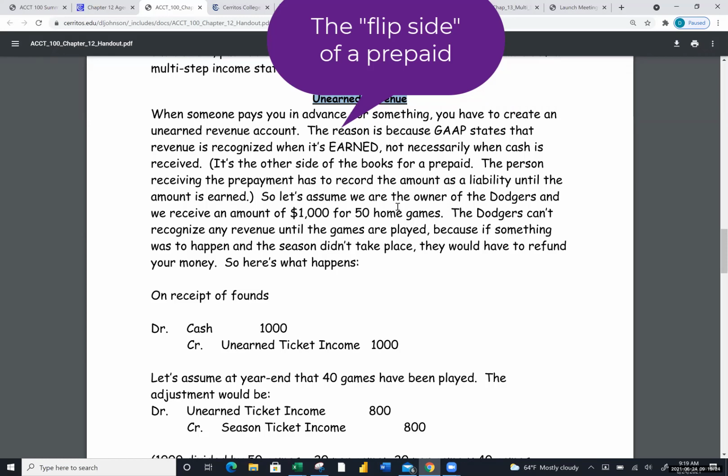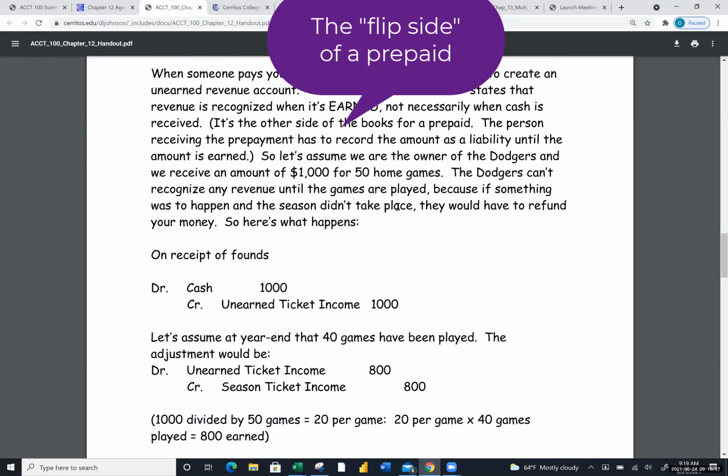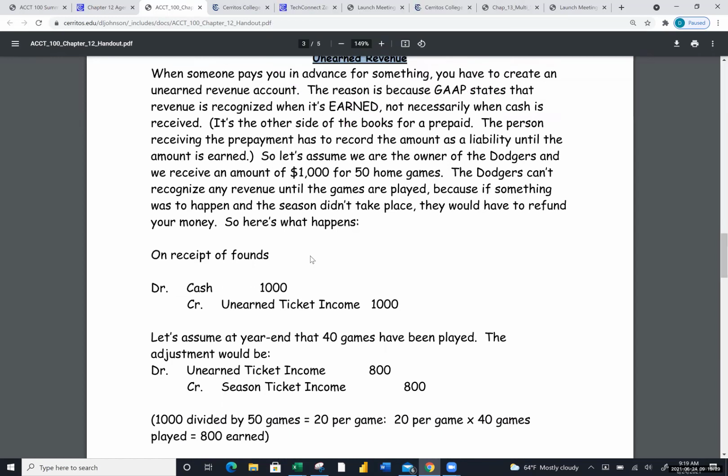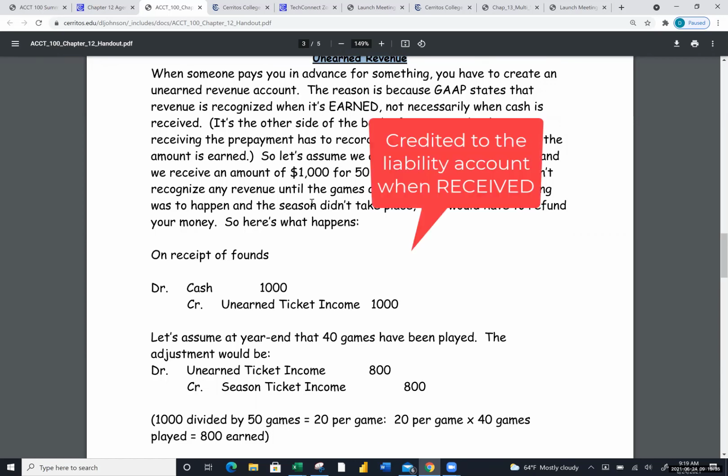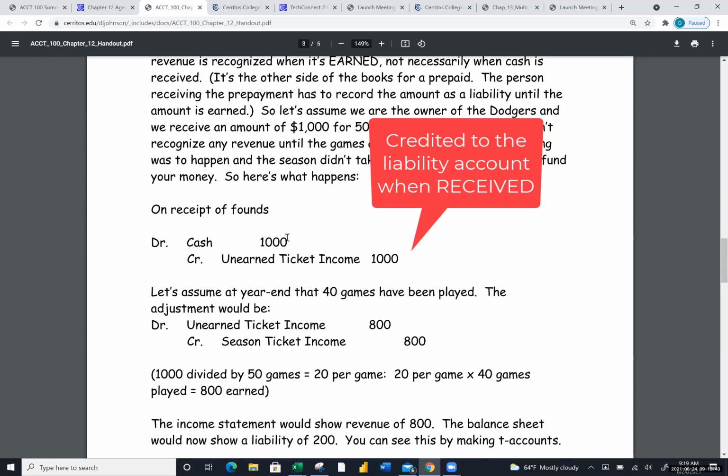So in this case, if we look at this example, this is for a sports enterprise. Assume that we are owner of the Dodgers and we get an amount of $1,000 in season tickets. I know the Dodgers are much more expensive, just for example here. When the Dodgers get that money in, they would debit cash, right? Because they're getting a check, and they would credit this account called unearned revenue, or in this case, unearned ticket income. Why is that a liability?